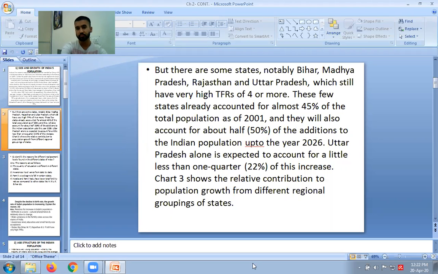There are a few states that already account for almost 45% of the total population. The total fertility rate of these states is so high that they are responsible for 45 or even more than 45 to 50% of our population share. Why? Because they have a high fertility rate. So this is what is happening in our country.